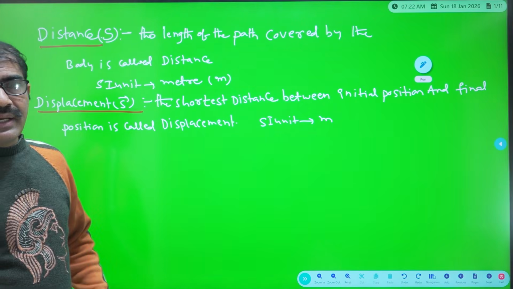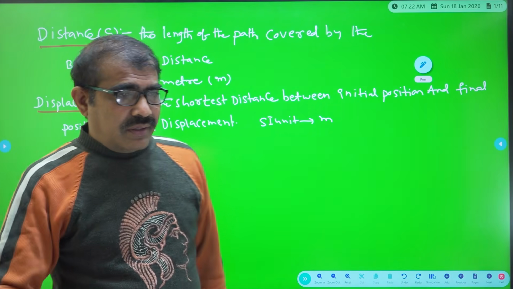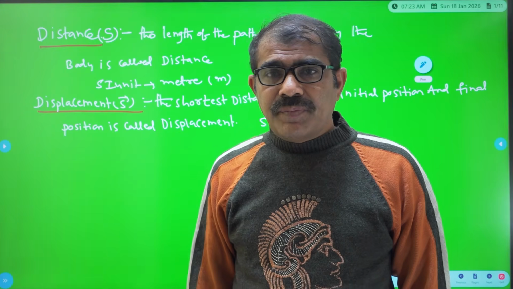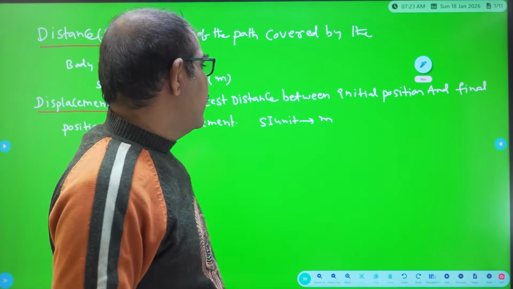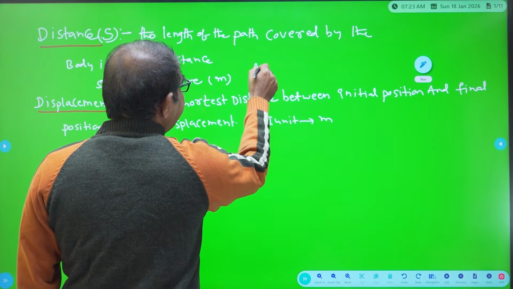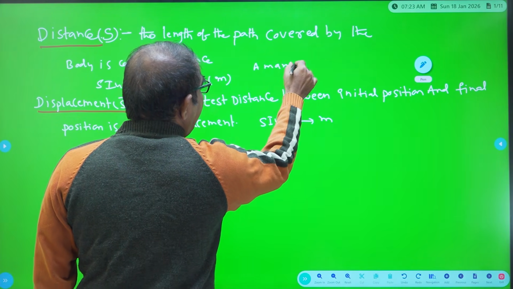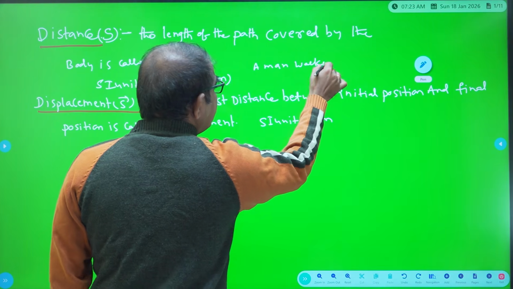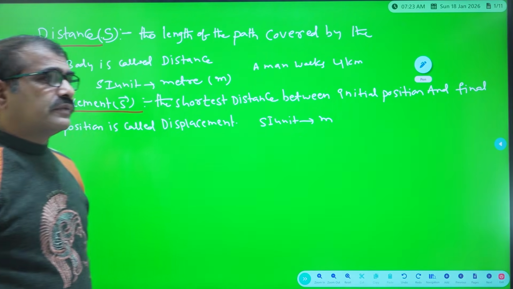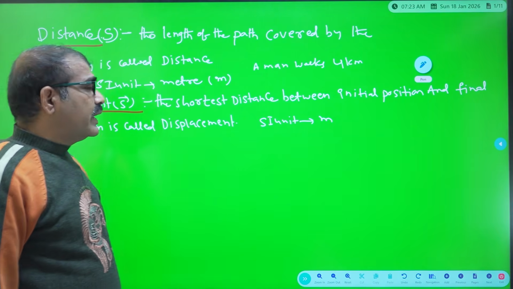What is the meaning of scalars and vectors? We will discuss in the vectors chapter. So distance is a scalar quantity. Displacement is a vector quantity. For example, a man walks 4 kilometer. That is the example for distance.